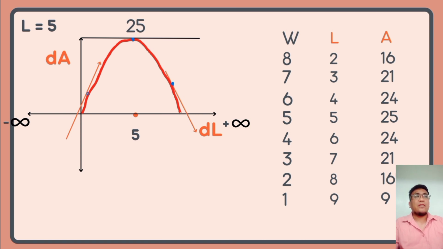If the value is 3, then the width is 7. 7 times 3 is 21. And if the value is 4, the width is 6, which gets the value of the area 24 square meters. So by checking the table and checking the graph, we can say that the maximum area will occur if the length is 5 meters.